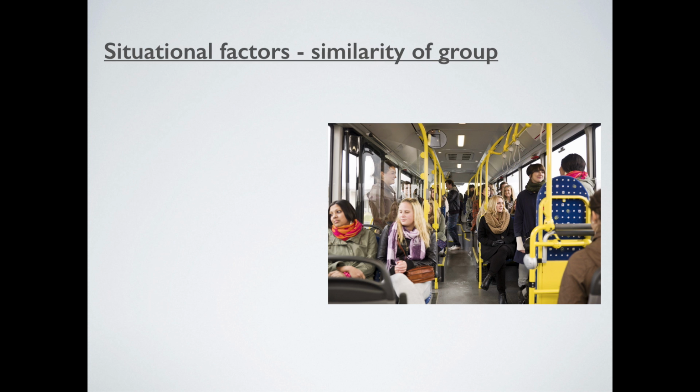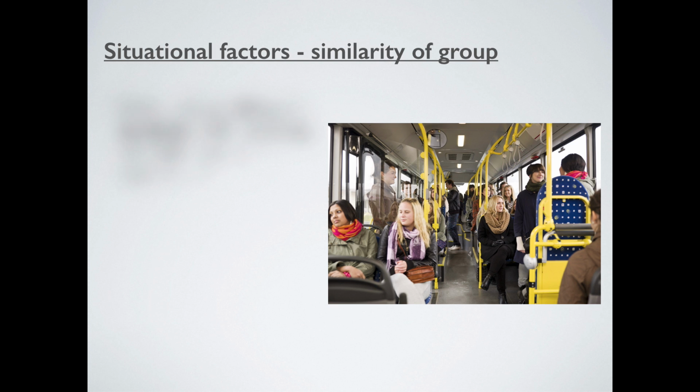Lastly, we're going to look at the similarity of the group. Now, experiments on conformity, Asch's included, tend to use strangers. And that's all well and good for lab psychology, but away from the lab, we are most likely to come into contact with, and in that case be influenced by, conform with, people we have something in common with. So your friends, your colleagues, your family perhaps.